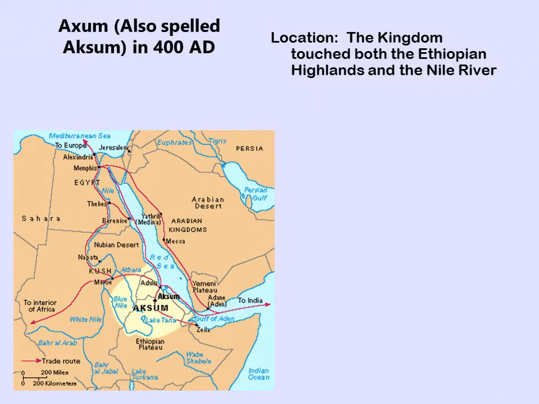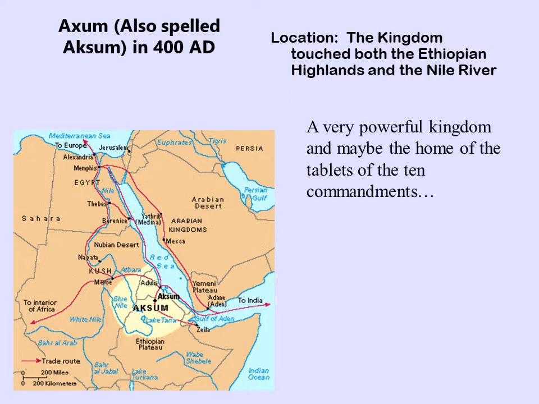And remember that you can spell Axum either way, and it's perfectly correct. They will come into power or existence around 400 AD, and you can see from the picture that the kingdom is going to touch both the Ethiopian highlands and the Nile River. This place is very, very famous then and now, not just because of the powerful kingdom that came to be there, but because many people believe that this is the home of the Ten Commandments.